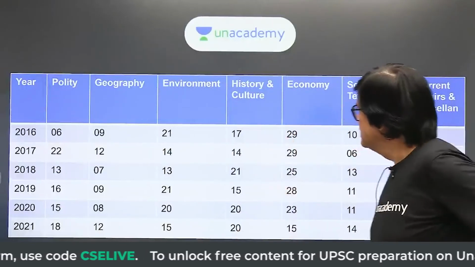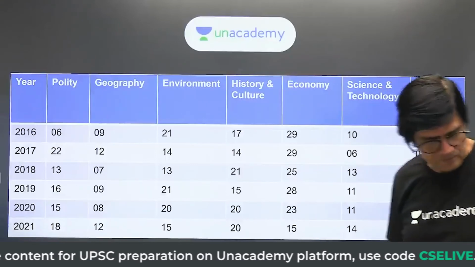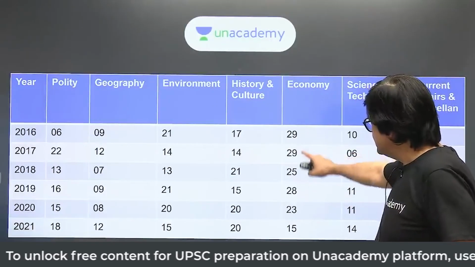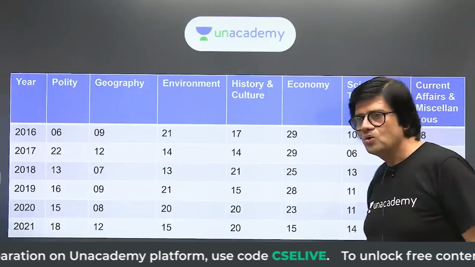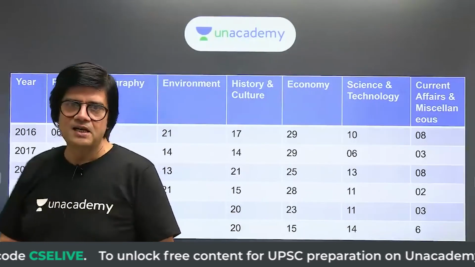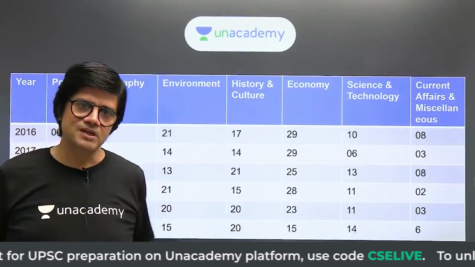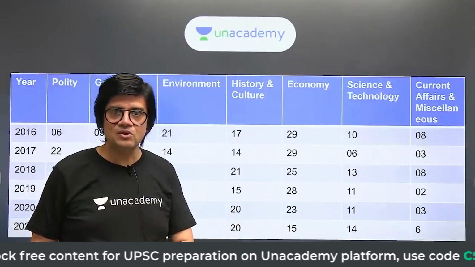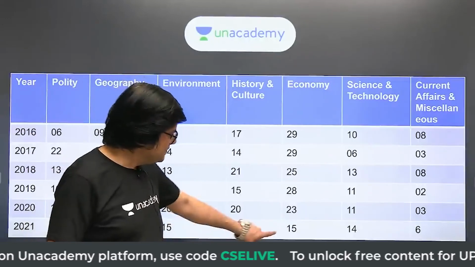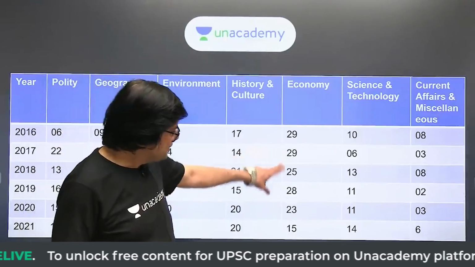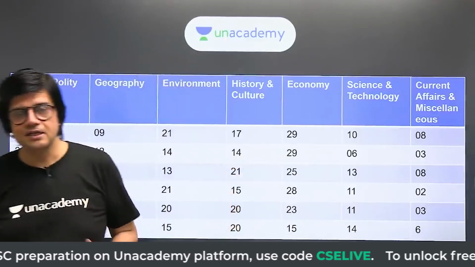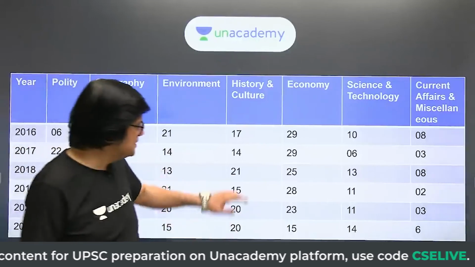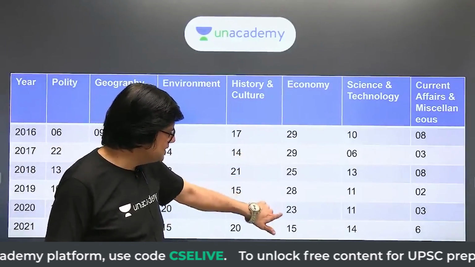This one slide I wanted to show you: if we talk of economy, here you can see the number of questions: 29, 25, 28, 23. So in the previous years, economy used to dominate the scene to a great extent. But this year, the questions we have got from economy are primarily focused on current issues, and we got 15 questions this year. If you see all the previous years, the number of questions has been on the much higher side, initially in the vicinity of 29, 30, then 25, 28, 23, and now.